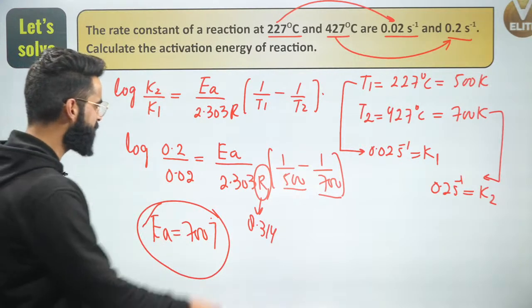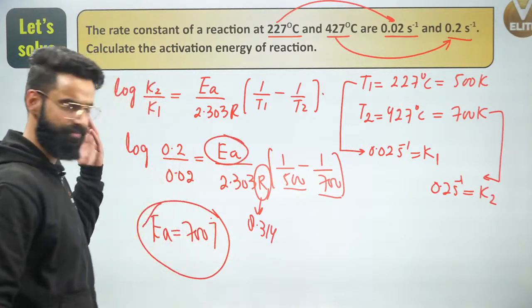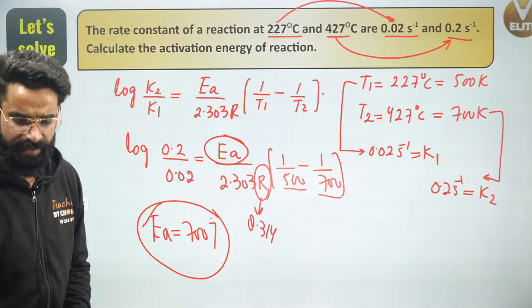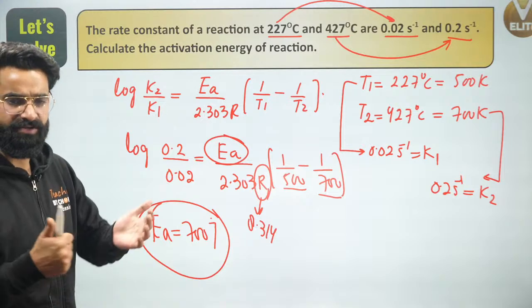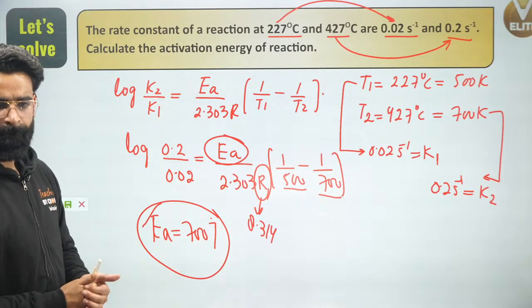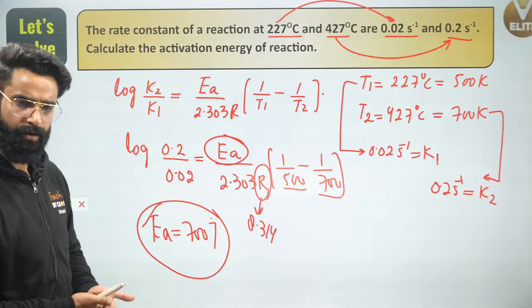Everything is given. We just need EA. Rest everything is given to us. The energy of activation you'll be getting as 700 joules right here. Okay. All right. Wonderful.